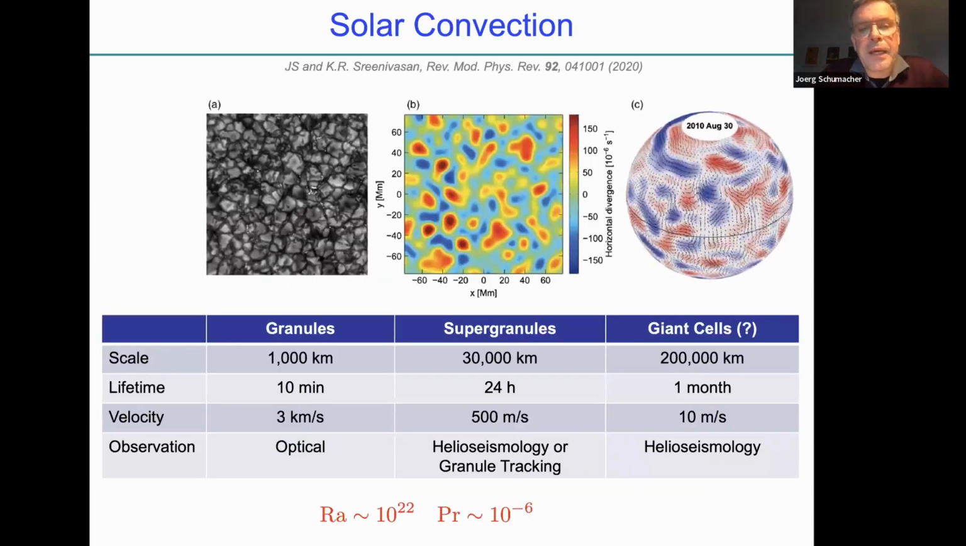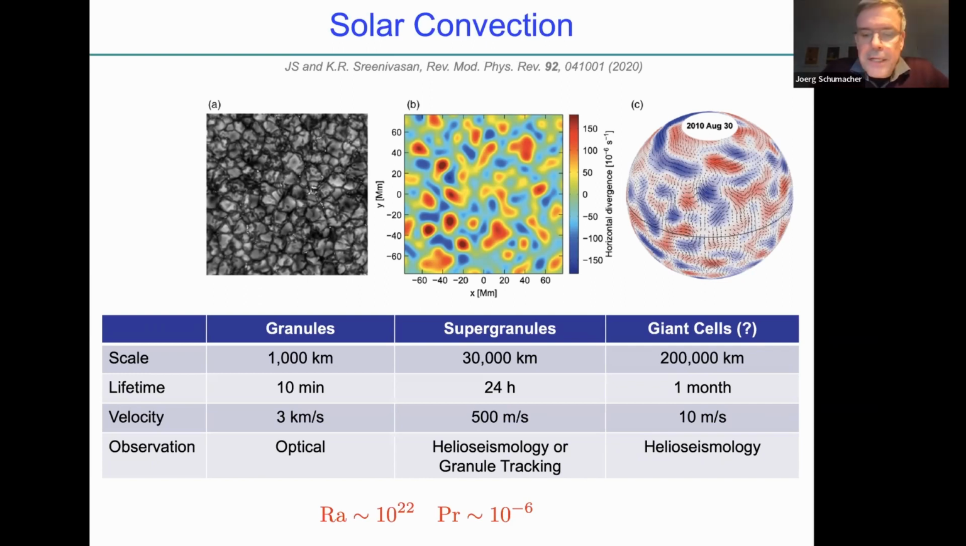at the surface and close to the surface, one can actually observe a well-ordered hierarchy of structures in the solar example. The smallest building block are granules, which have about a diameter of 1,000 kilometers, live for about 10 minutes, and the typical velocity comes close to the speed of sound. That's about 3 kilometers per second, and they can be observed optically.